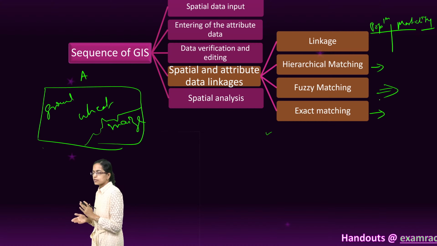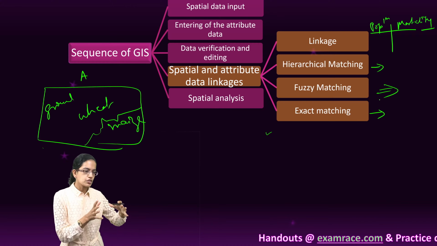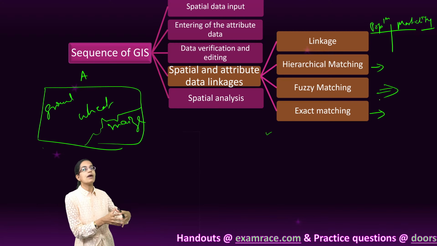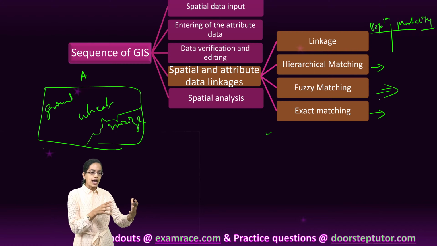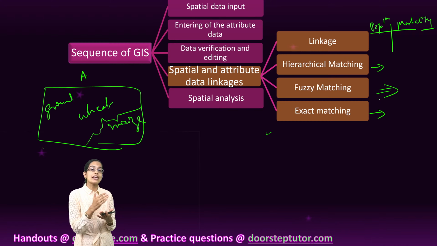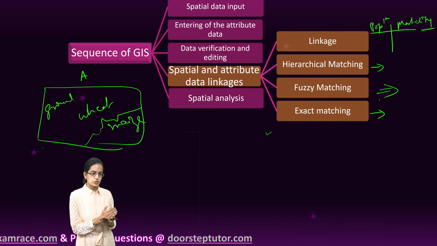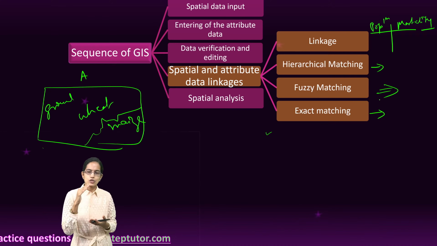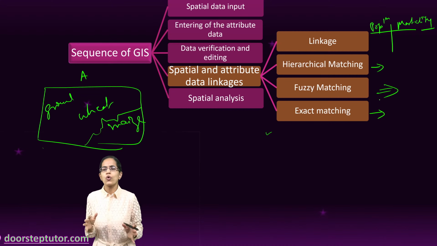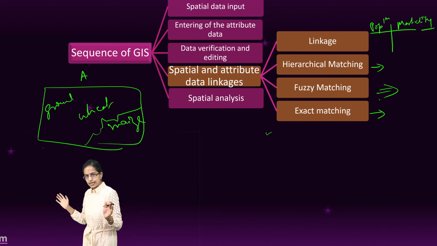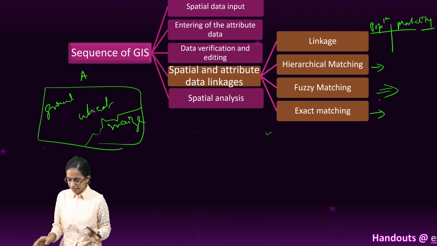One important thing with fuzzy matching is that the boundaries of a small area do not match with the larger ones, and this occurs mainly when environmental data is taken into account. So with GIS we have these four basic types of linkages and matching that can be done.